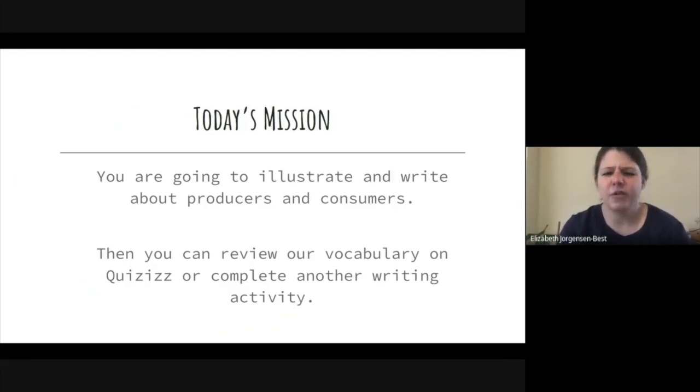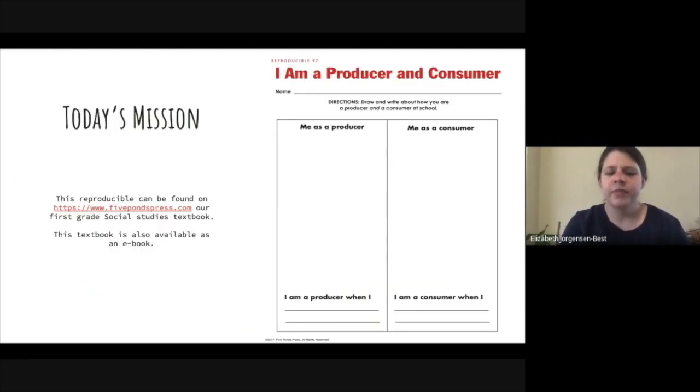All right, so let's look closely at our activity where we write about and draw producers and consumers. So you have this awesome piece of paper that you printed off, or you can take a piece of paper and fold it in half. Then you unfold it, and you'll have two halves that you can put consumer and producer on. This paper is from our 5 Ponds textbook, and you're gonna write and draw you as a producer, and you're gonna write and draw you as a consumer.